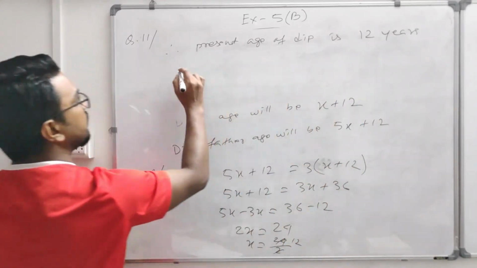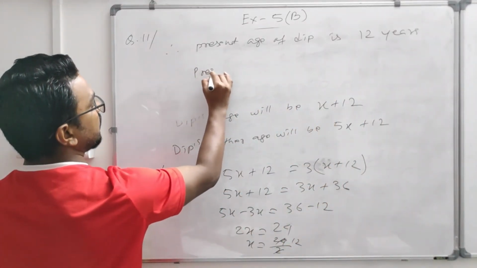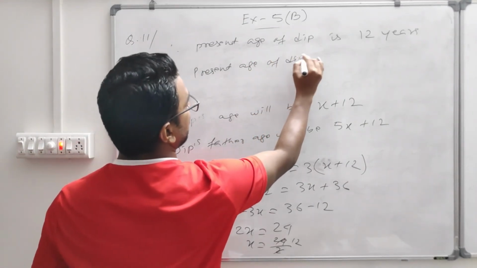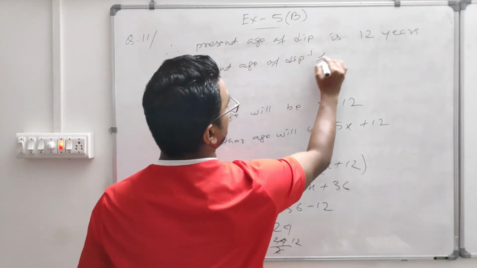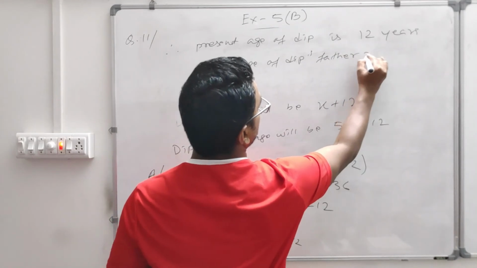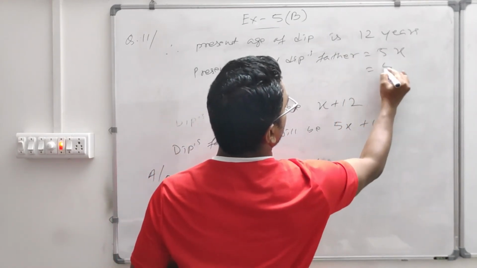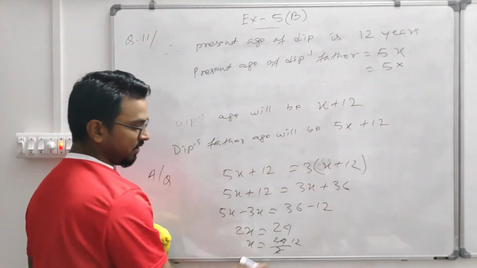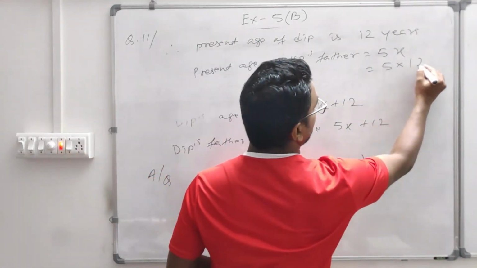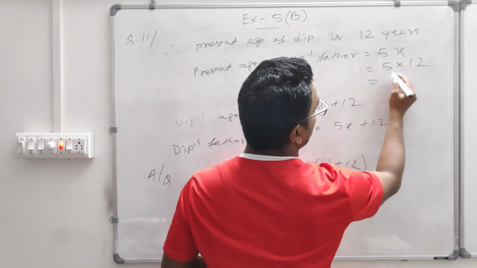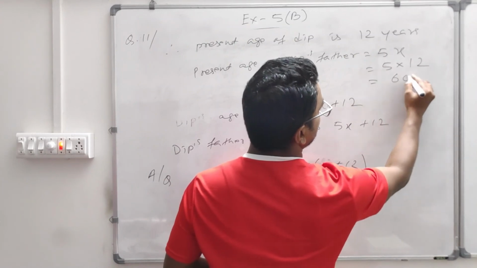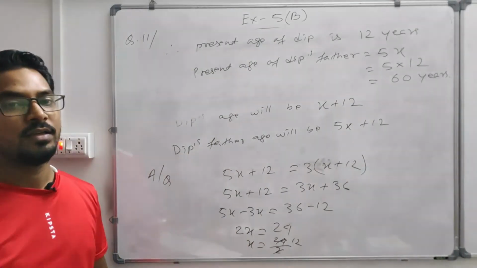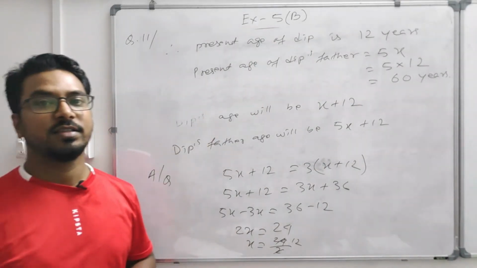And the present age of Deep's father is what? 5x. So 5 into the value of x, x is 12. So you multiply by 12, and it will become 60 years. Okay. So Deep's age will be 12 and Deep's father will be 60 years.